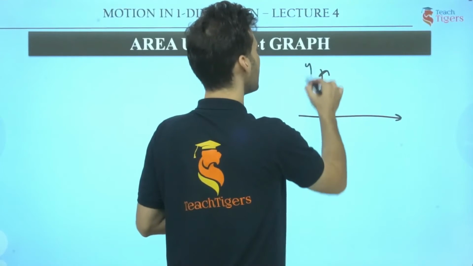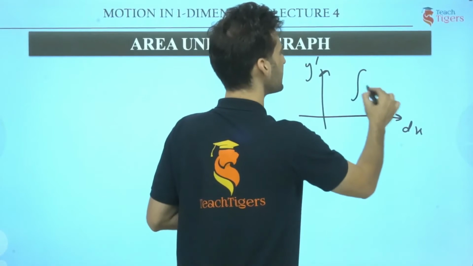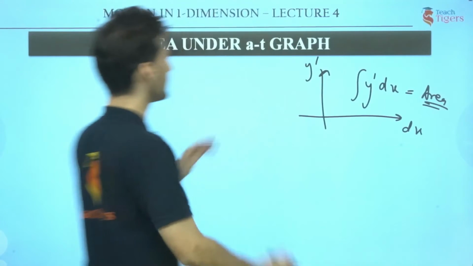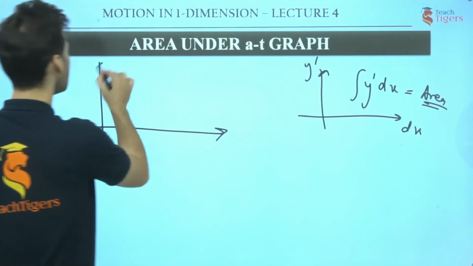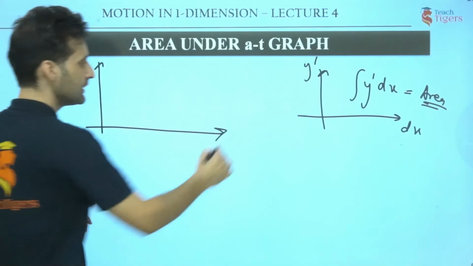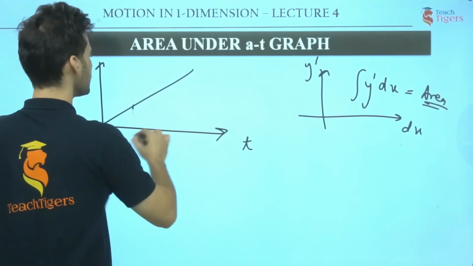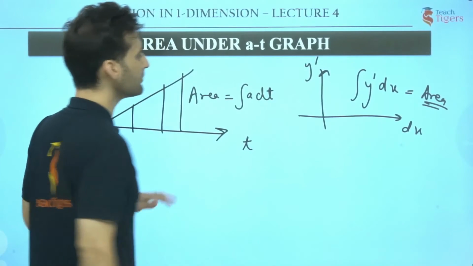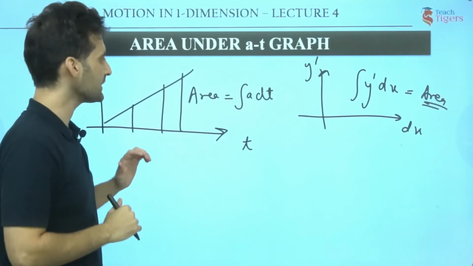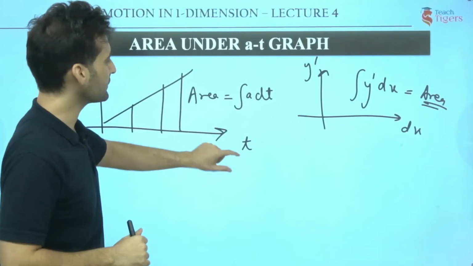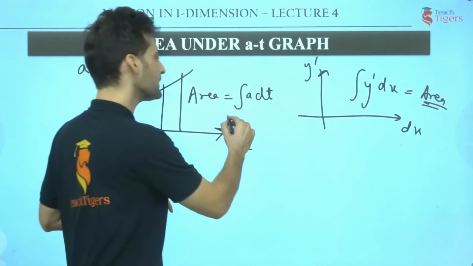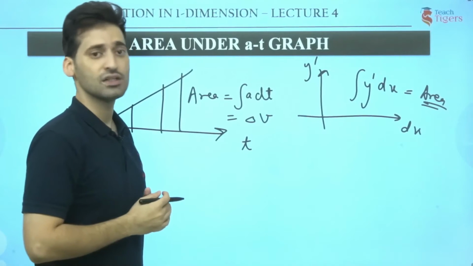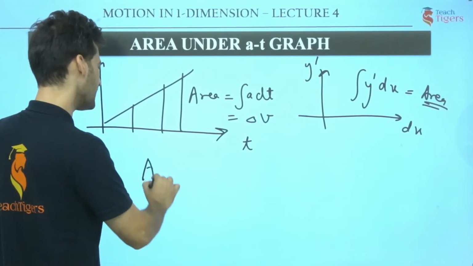See, integration y dash dx we have just studied. This integration means area. Similarly, if instead of y dash, I have acceleration here and time here, and there is a curve, what is this area? Its area is a dt. Again, I am repeating it fast because we have just studied this. This is acceleration, this is time, this is the area, and what is this quantity? This quantity is delta v. Very much right. Delta v means what? Change in velocity.